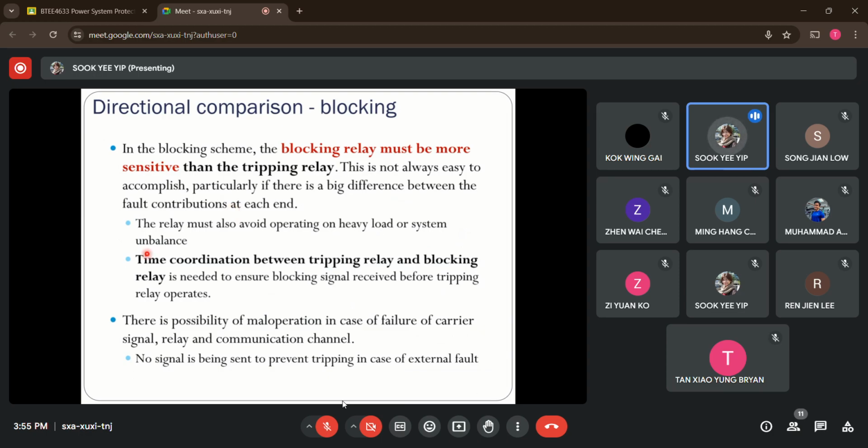Besides, the tripping relay must also be prevented from operating when we have heavy load or unbalanced system situations.